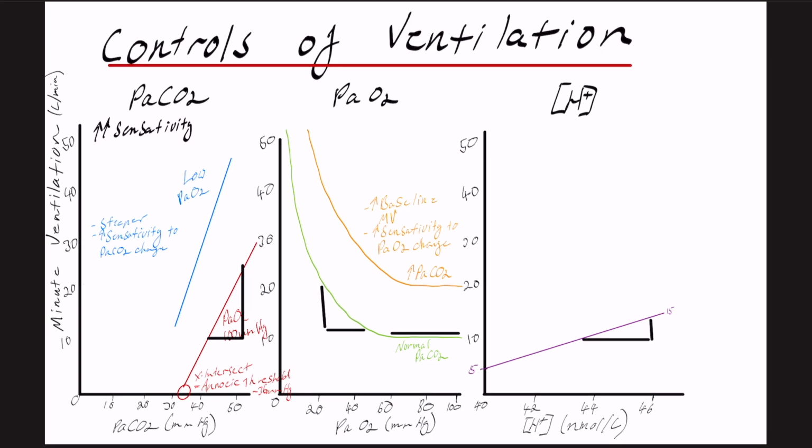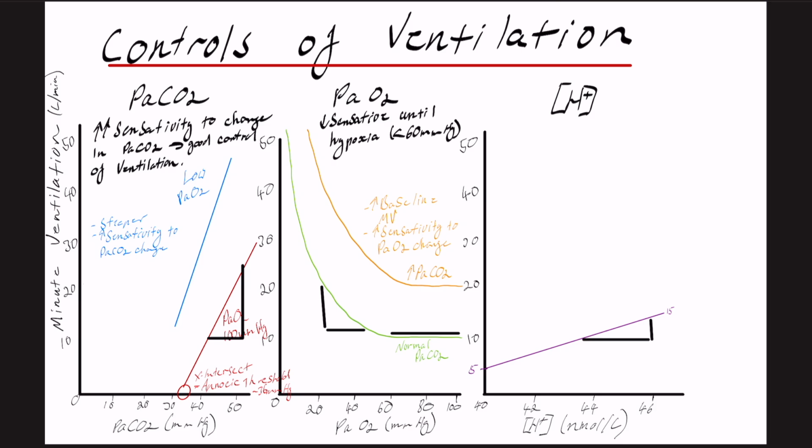Summarizing these graphs, you can see that PaCO2 has increased sensitivity to changes, and is a good control of ventilation, as it's quite linear: the higher your PaCO2, the more you will breathe. While for PaO2, there's decreased sensitivity until there's hypoxia. So once you get hypoxia, and specifically hypoxemia, less than 60 millimeters of mercury PaO2 in the blood, then all of a sudden there's a significant drive to breathe that forms.